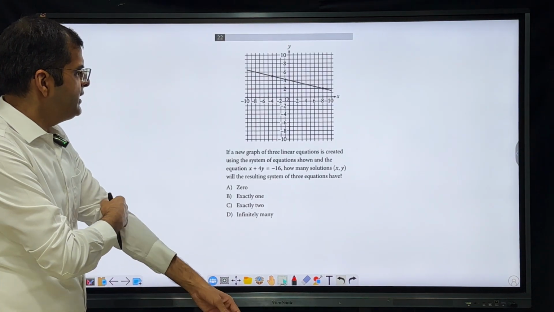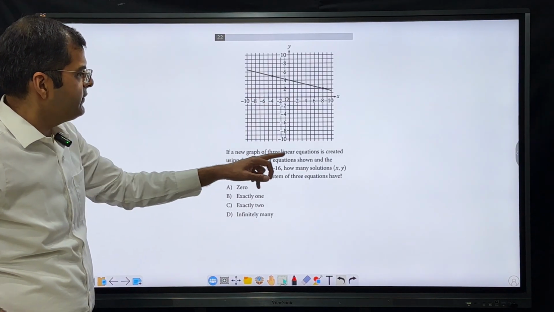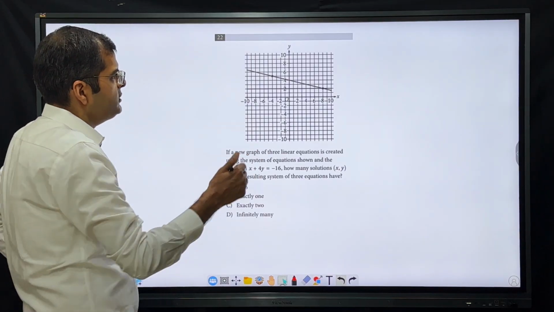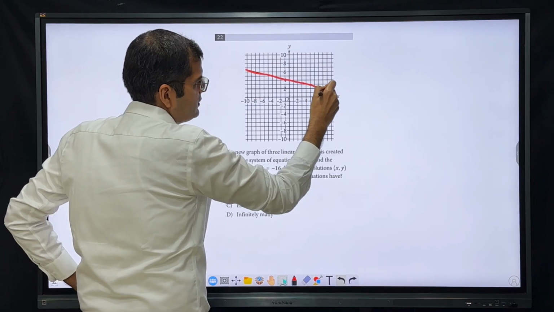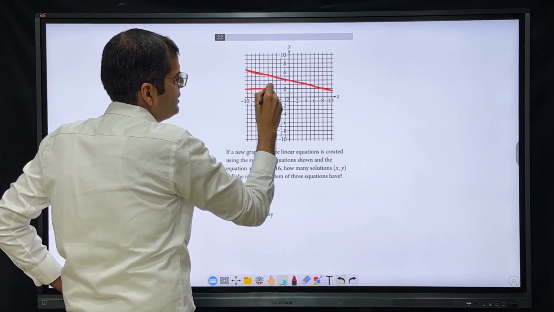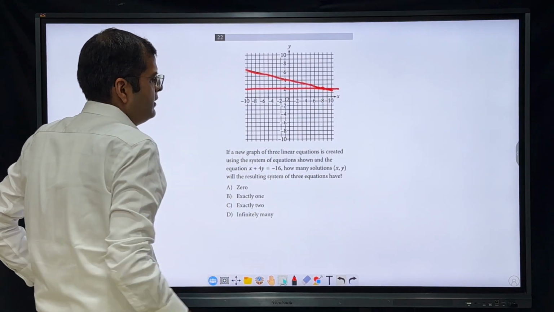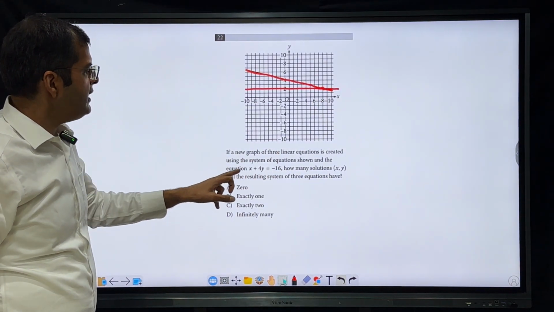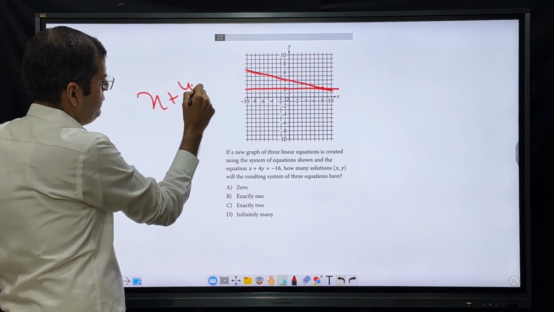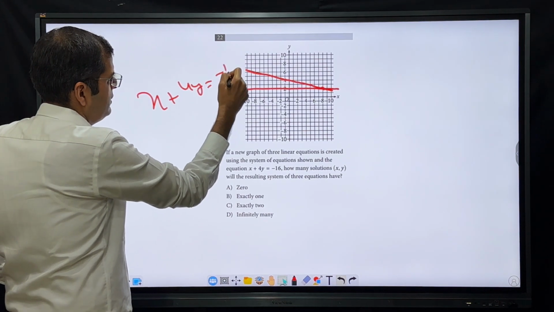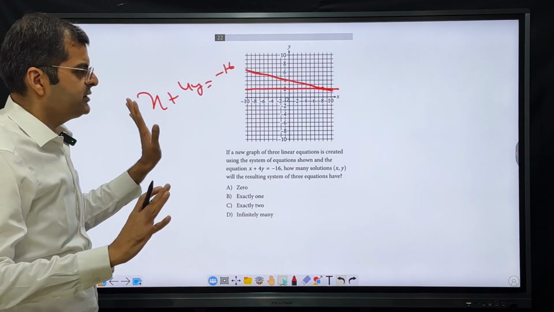Now this question says, if a new graph of 3 linear equations is created using the system of equations shown. So first of all, this line is shown as the equation. This is one of the lines, and this line is shown as the second line. Okay, these two lines are shown, and another line, x plus 4y is equal to minus 16. How many solutions will result in the system of all three equations?